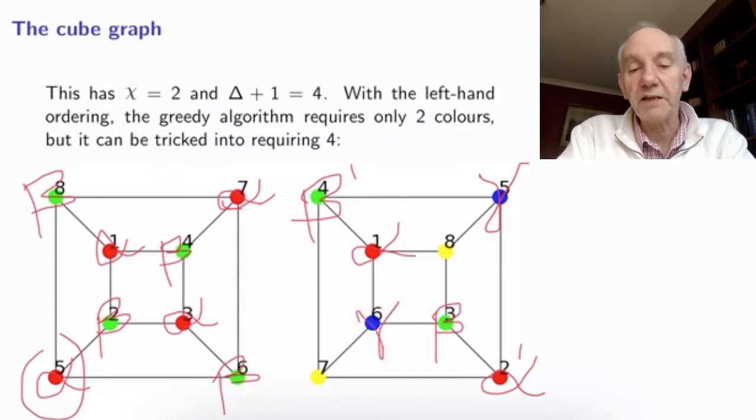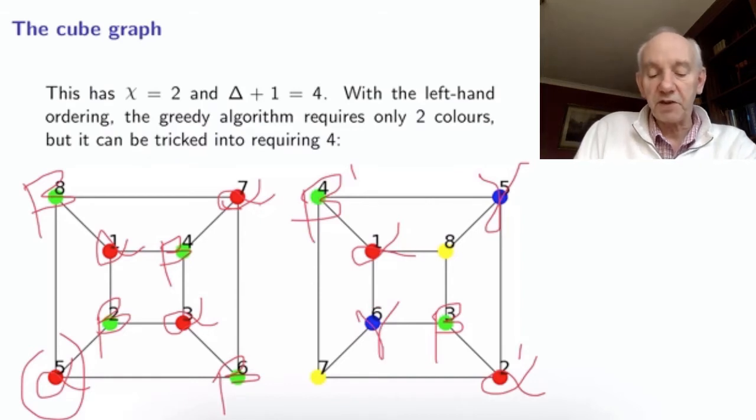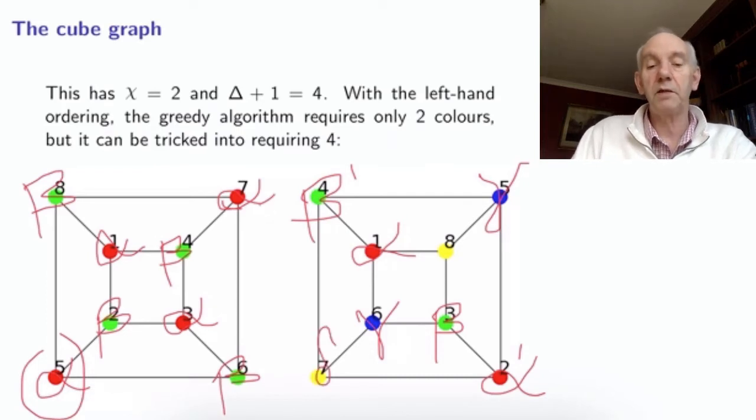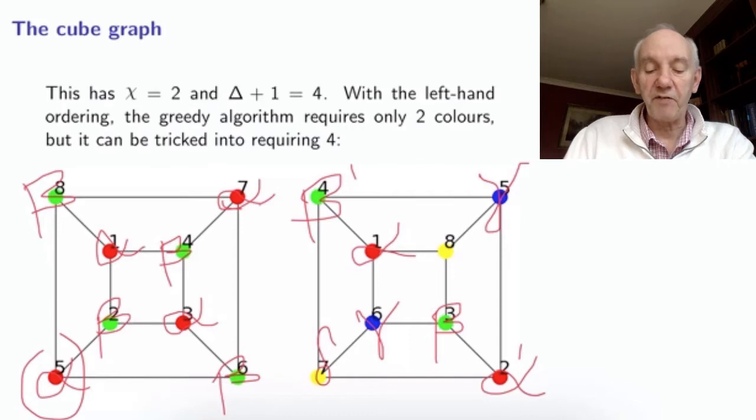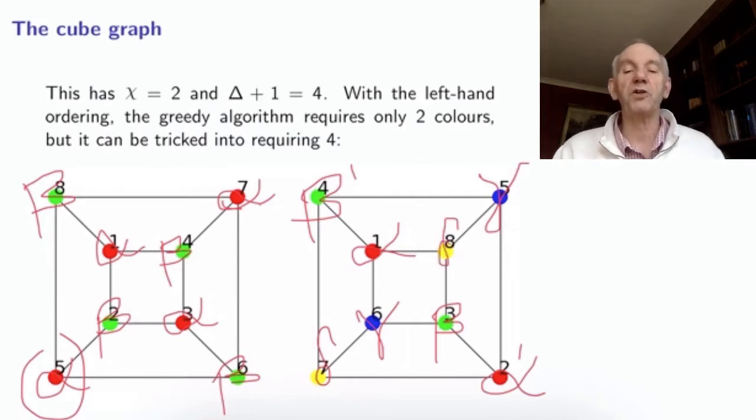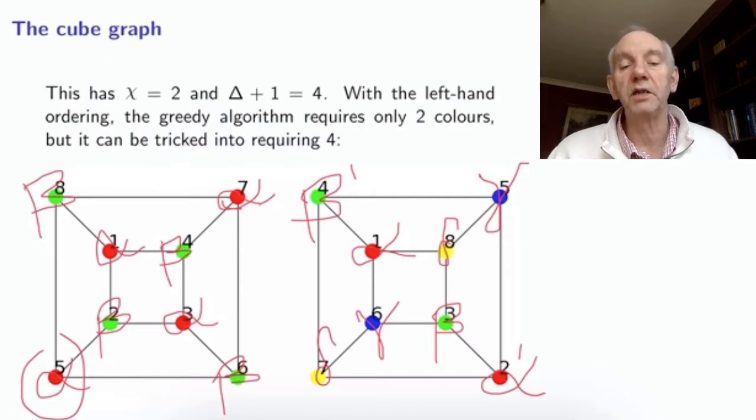Then we go to vertex 7. Now we're in real trouble because vertex 7 is adjacent to alpha, beta and gamma. So we need a 4th colour, delta. And similarly for vertex 8, we need the 4th colour, delta. So we've actually required 4 colours applying the sequential algorithm, the greedy algorithm, for this particular ordering.